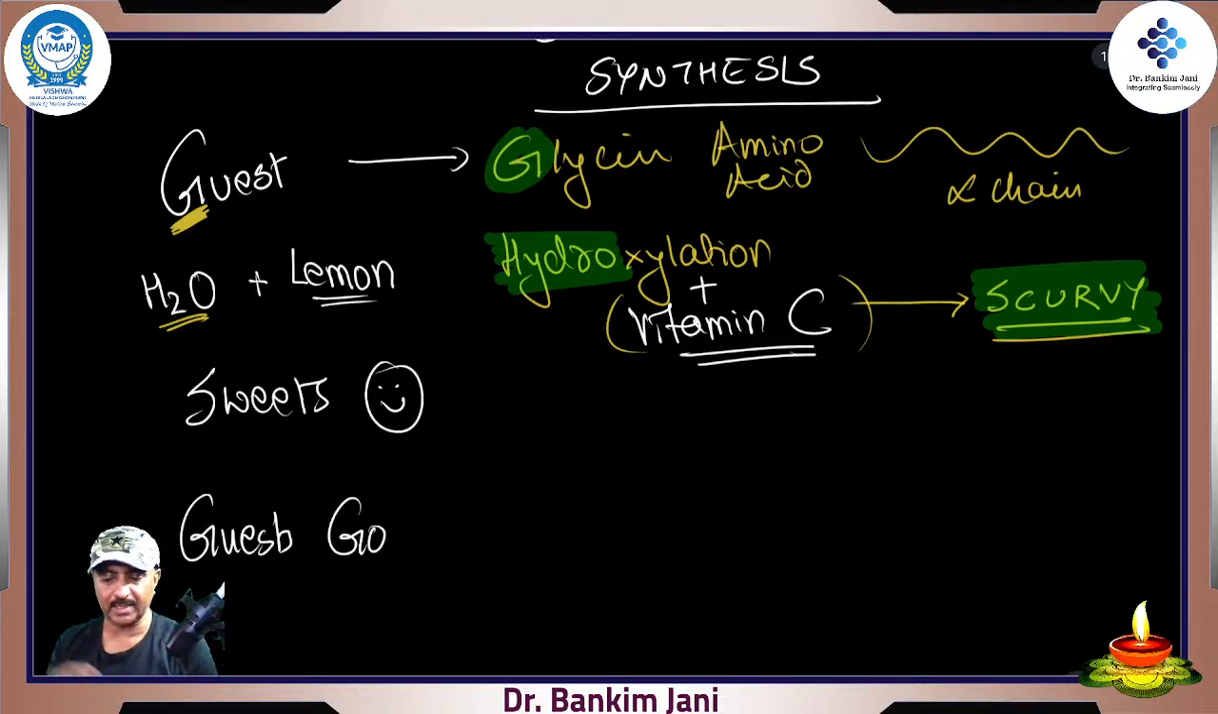In USMLE, they won't ask you this directly. They'll ask, in scurvy, vitamin C deficiency occurs at which stage of collagen synthesis? And the options given are the glycine at the alpha chain, the hydroxylation, or glycosylation, or the formation of covalent bonds. Now you are confused with such options. But now you know, because we offered lemon to the guest along with the water, right? So invariably, vitamin C goes with hydroxylation only. One question down, right? Moving on to the next question.